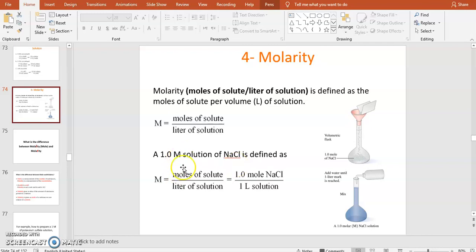And if they give you a 1 molar solution of NaCl, it is defined as 1 mole NaCl divided by 1 liter solution. Okay.